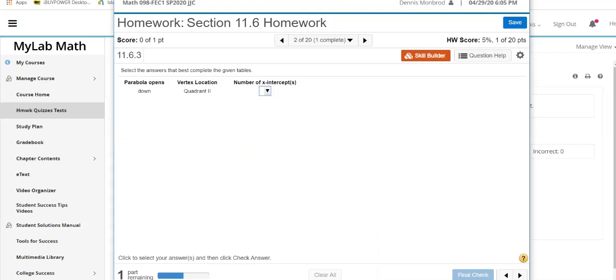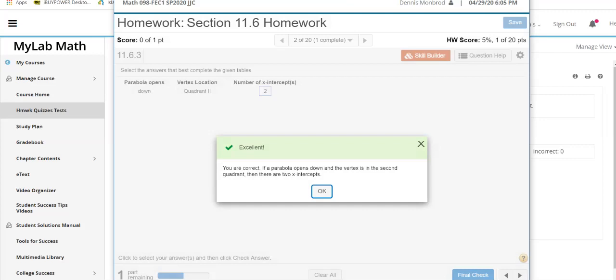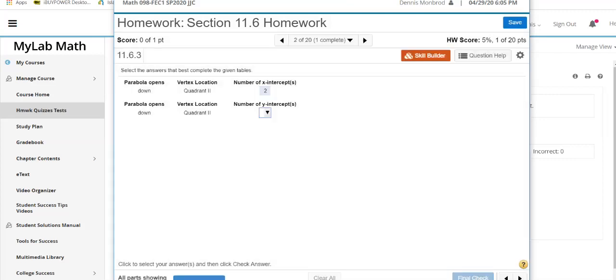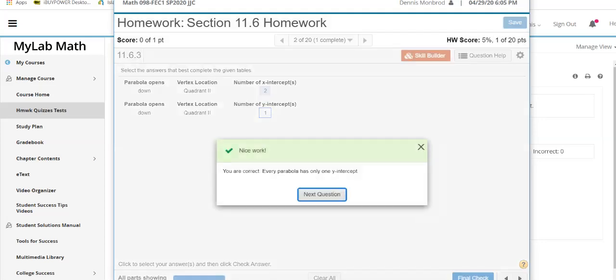Okay, opens down, quadrant 2. No, you're going to have 2. Has to have 2 of them. Okay, and opens down, quadrant 2. Going to have that one y-intercept. Has to have that.